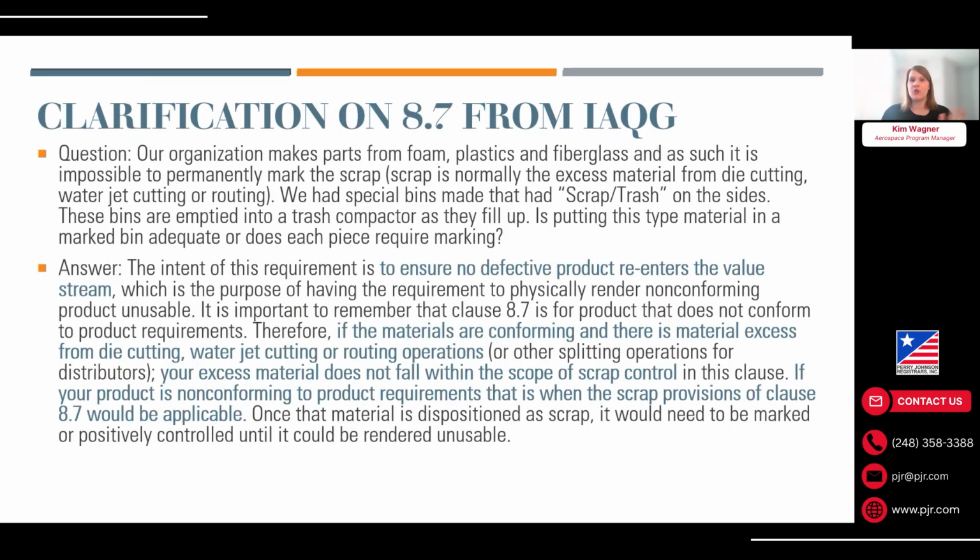Before I move on to corrective action, I wanted to share this clarification since I think it's important because it's another thing that I think sometimes confuses organizations. It's talking about scrap in the context of 8.7. So the question is, our organization makes parts from foam, plastics, and fiberglass, and as such, it is impossible to permanently mark the scrap. Scrap is normally the excess material from die cutting, water jet cutting, or routing. We had special bins made that had the scrap/trash on the sides. These bins are emptied into a trash compactor as they fill up. Is putting this type of material in a marked bin adequate, or does each piece require marking?